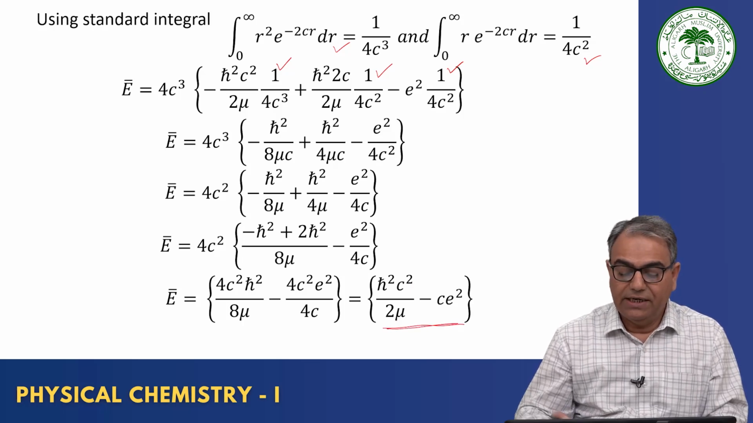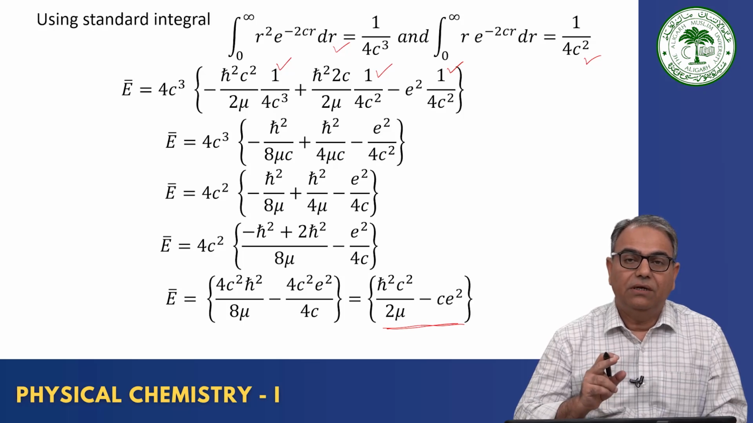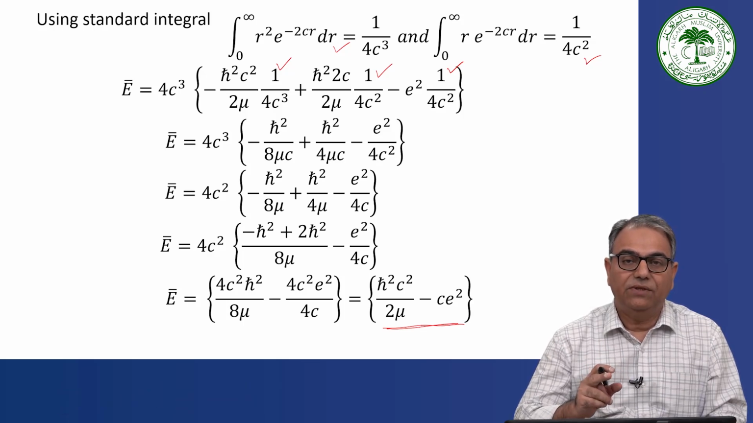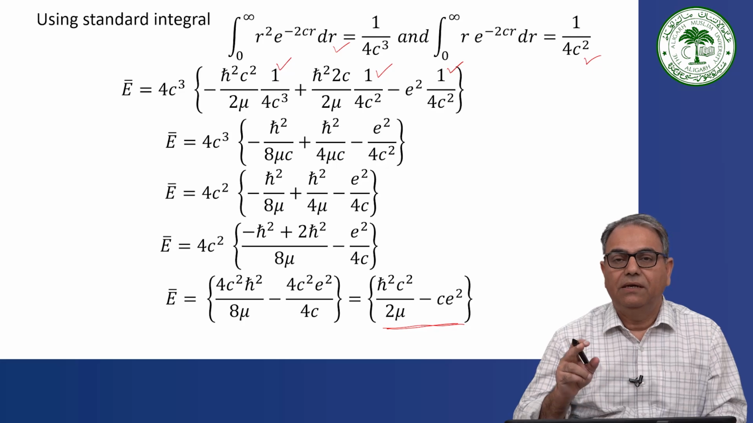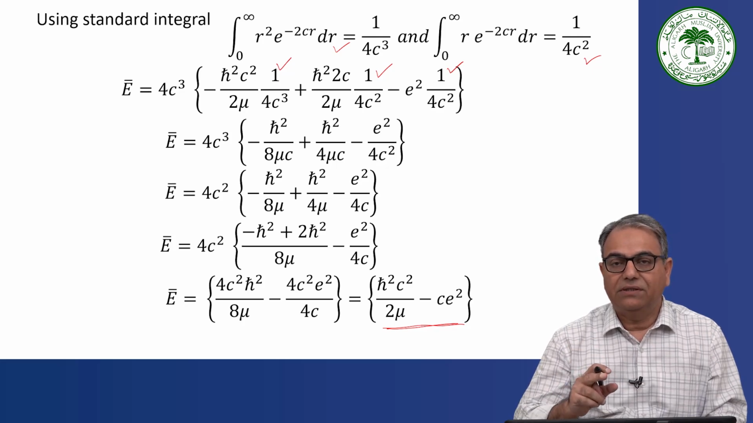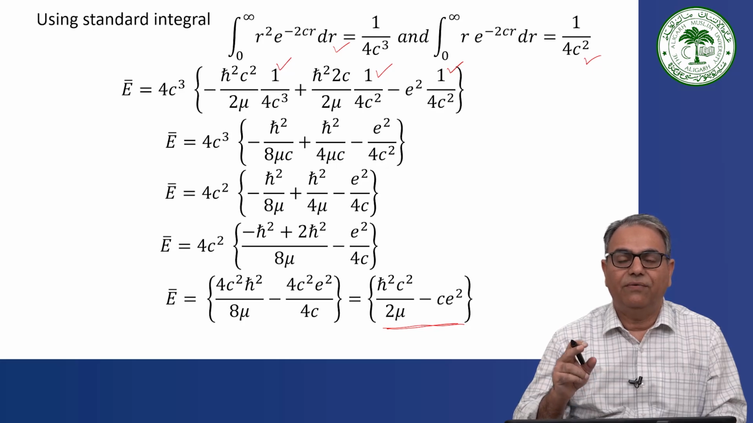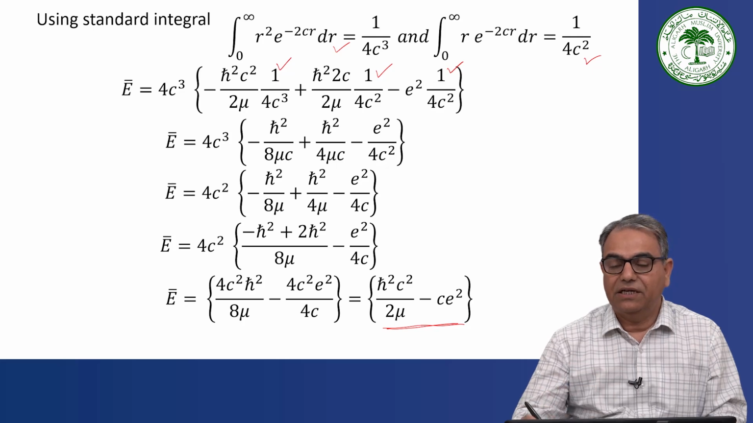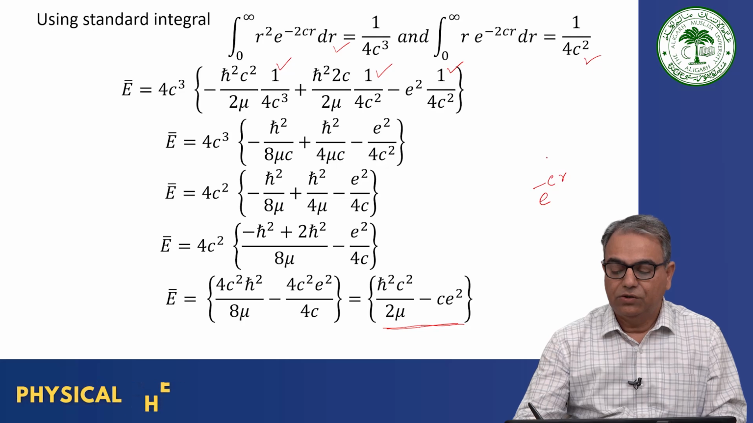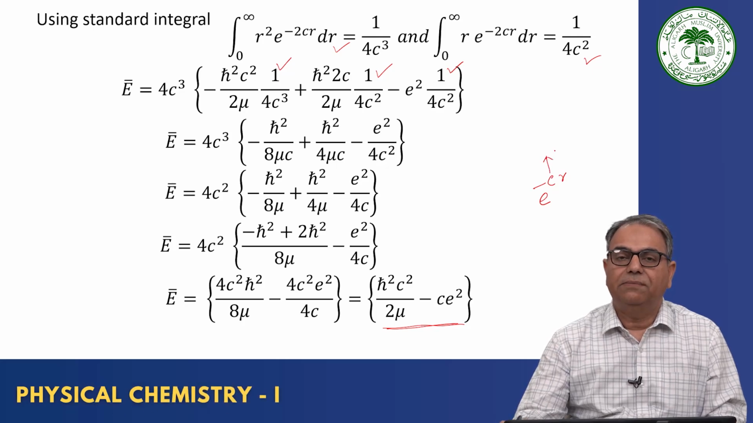Now you have got an energy. You see, I said the basic premise of the variation method is that when you guess a trial function, the trial function depends on a parameter called the variation parameter. Here the trial function which I have guessed is exponential minus cr. So this c is the variation parameter, and when you find the expectation value of the energy, that energy is also a function of c.